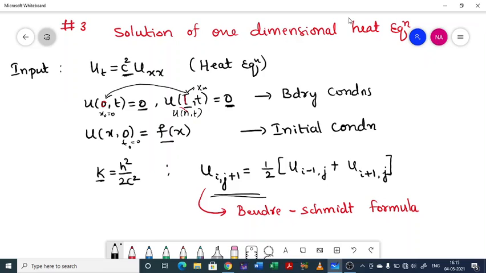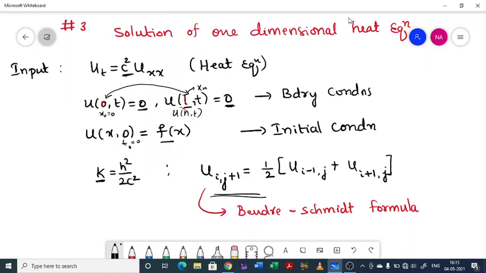But tn you have to determine; that depends on the value of k. And h will be given explicitly, no doubt in that. But sometimes k will not be given explicitly. If it is given, no problem. Otherwise you have to compute k using this relation: k equal to h square divided by 2c square. So c will be given, h will be given, you have to compute k.